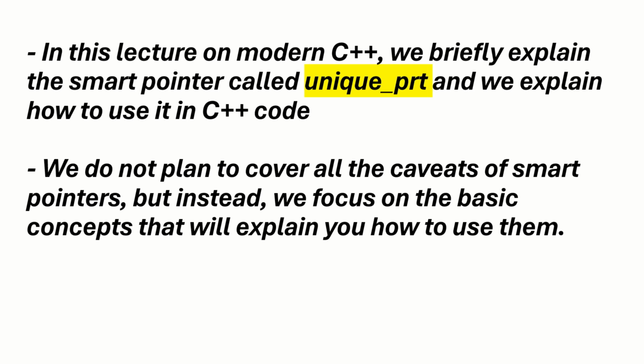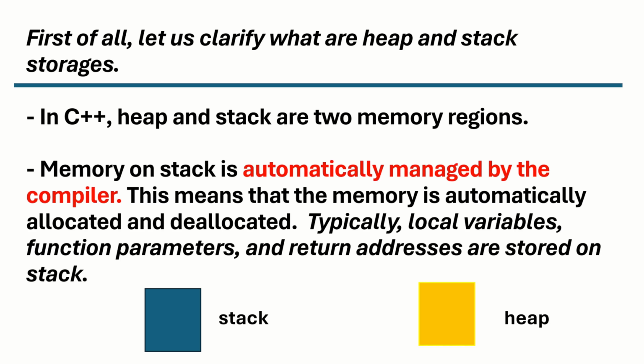We do not plan to cover all the caveats of smart pointers, but instead we focus on the basic concepts that will explain how to use them. First of all, let us clarify what heap and stack storages are. In C++, heap and stack are two memory regions. Memory on the stack is automatically managed by the compiler. This means that the memory is automatically allocated and deallocated.